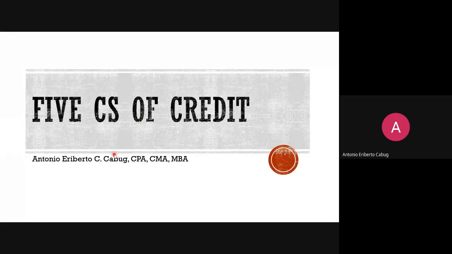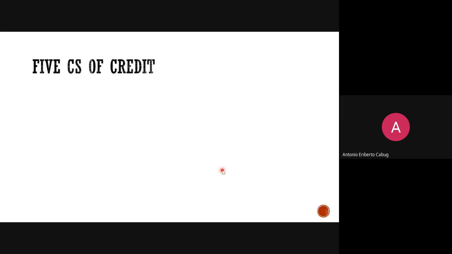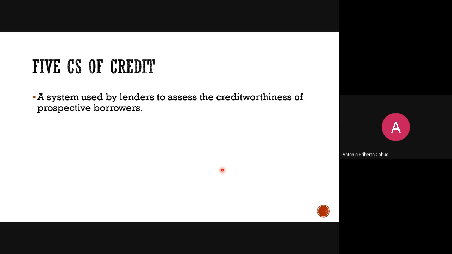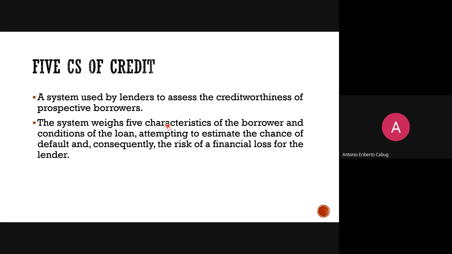We shall now proceed to the 5 C's of credit. Okay, the 5 C's of credit. There are 5 C's that the lender would look at before giving you the loan. No? Kung pupunta kayo ng bangko o kung saan man pautangan, titingnan yung 5 C ninyo. So what are these 5 C's of credit? The 5 C's of credit is a system used by lenders to assess the credit worthiness of prospective borrowers. So, bago pautangin yung isang customer ng bangko, titingnan niya muna itong 5 C's.